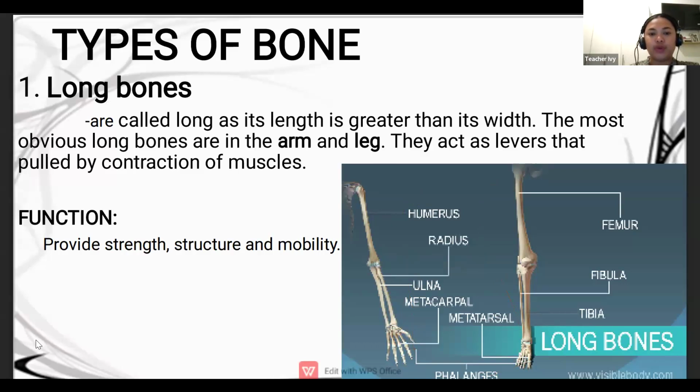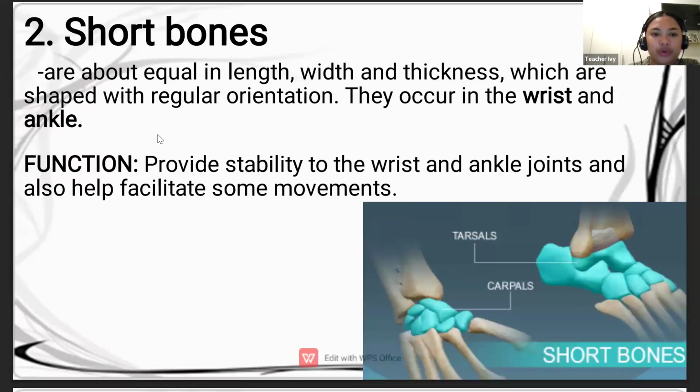Let me move you. Short bone. I need to move you a little bit because I cannot see my, okay, there you are. Okay.